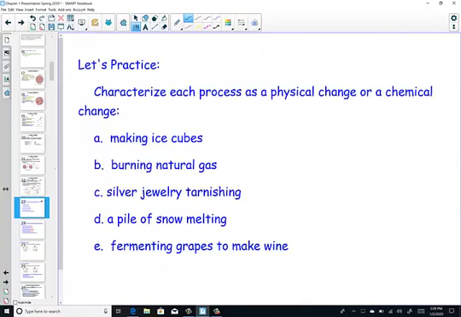Why don't we practice categorizing if it's a physical or a chemical change? So this is a practice, and I'd encourage you to pause the video, write down a chem or a phys into those lines, and when ready, come back and let's check your work together. Don't cheat yourself now. Stop the video, put an answer, and then come back and check.